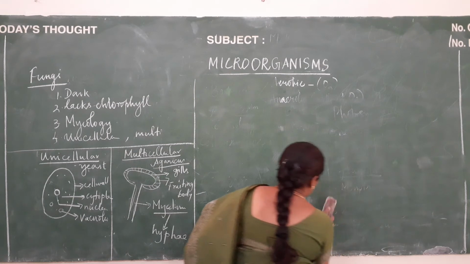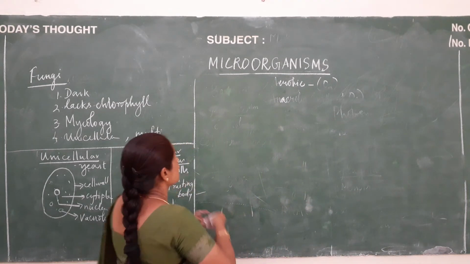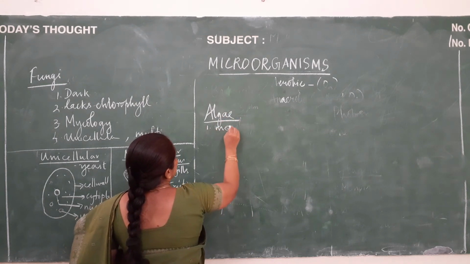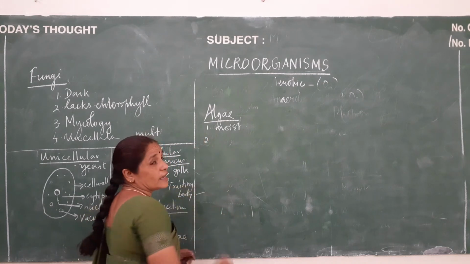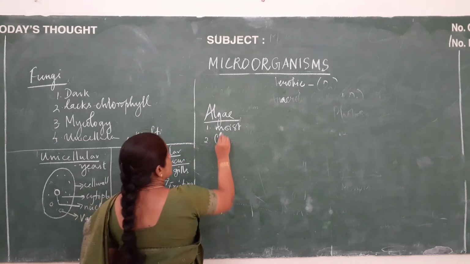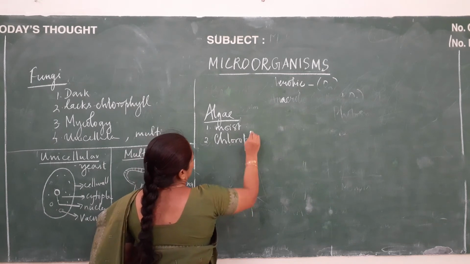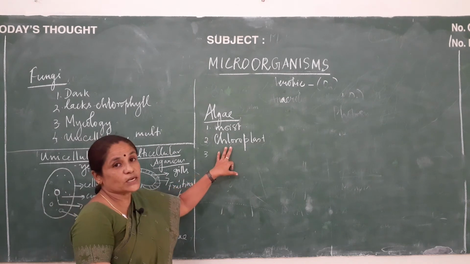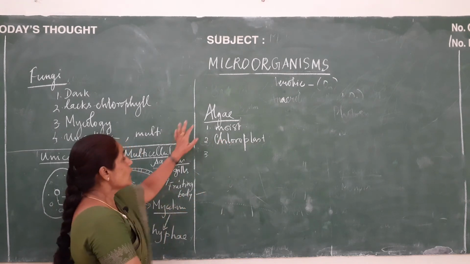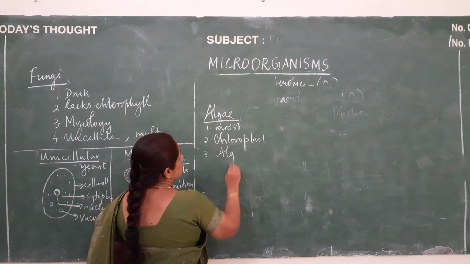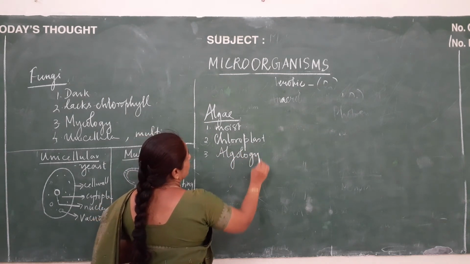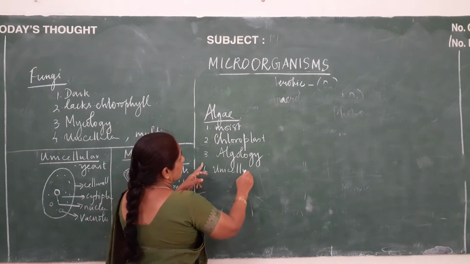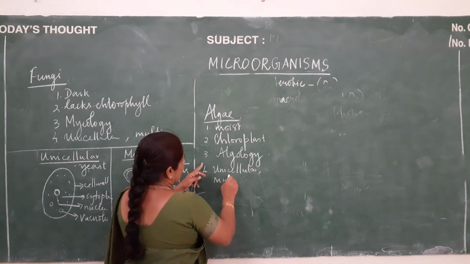Where is algae found? Algae is mainly found in moist places. And second, algae is very rich in chloroplast, or very rich in chlorophyll pigments. Since it contains a lot of chloroplast, it can prepare its own food. And what is the study of algae called? The study of algae is called algology. And here also you have unicellular algae and multicellular algae present.